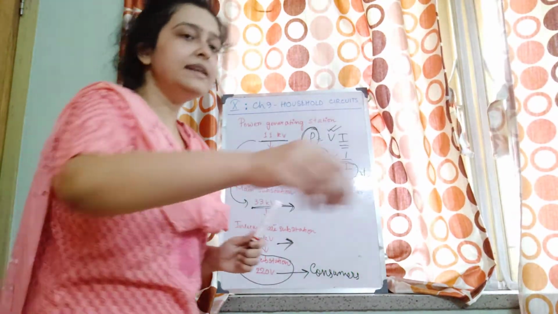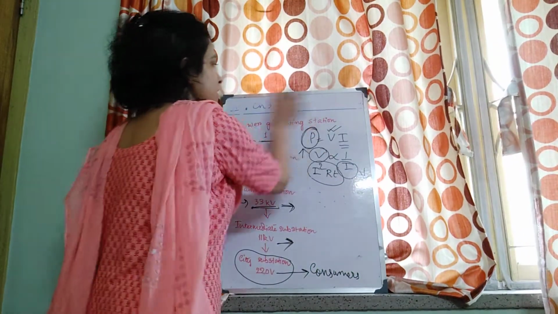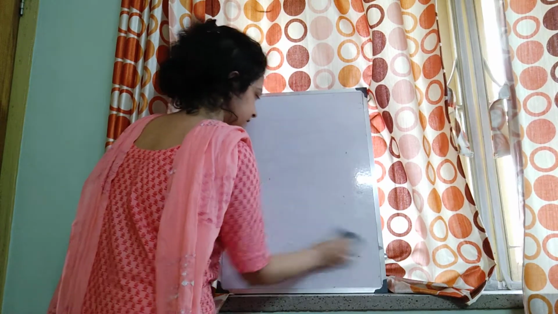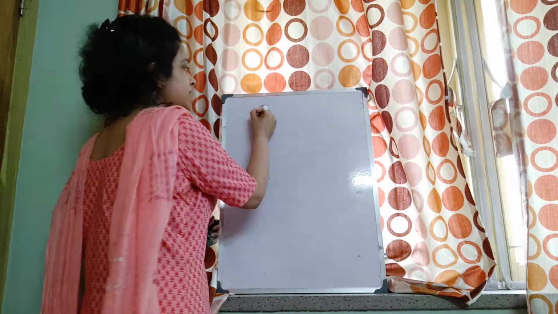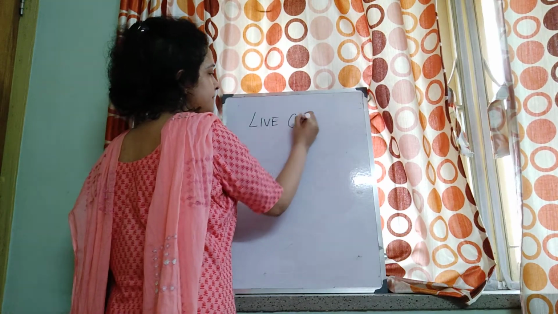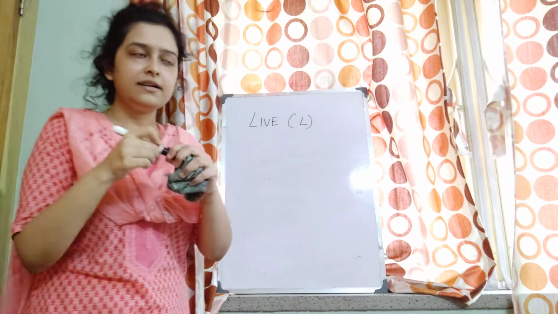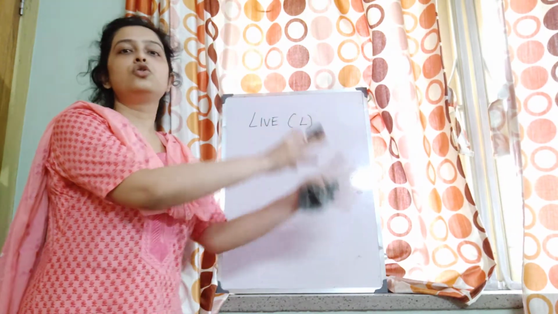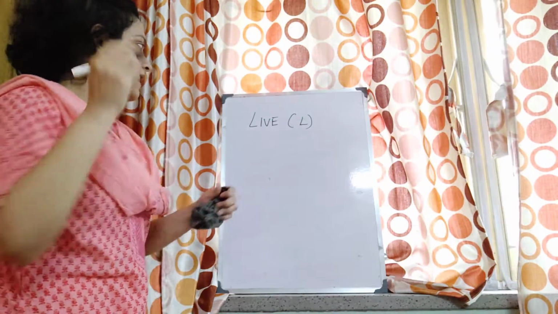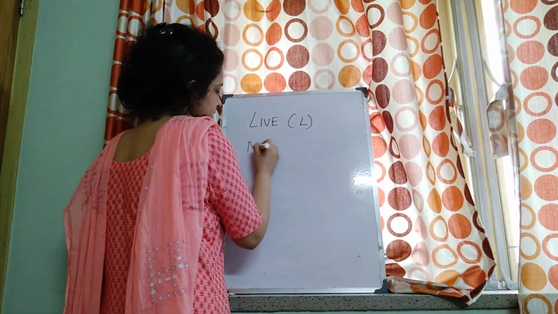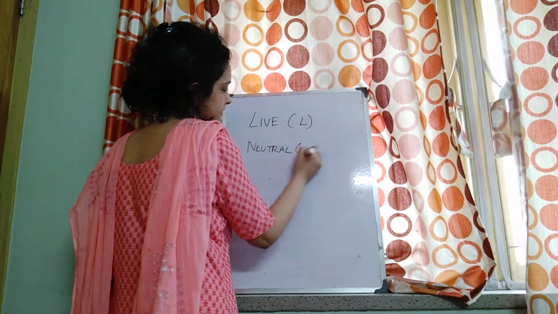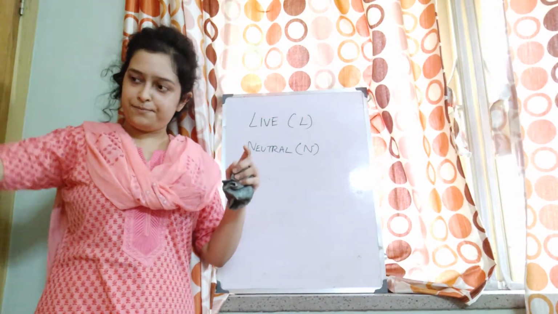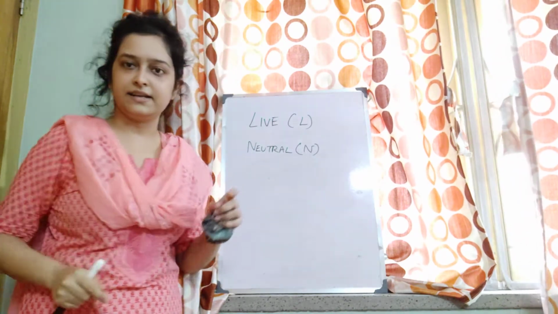So what are the names of the three wires? We have three types of wires. One is the live wire. The live wire carries the current from the city substation to the houses. Then we have the neutral wire. The neutral wire is a path for the back flow of current.